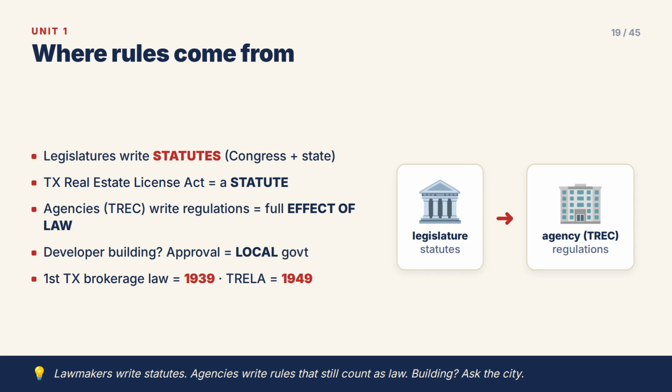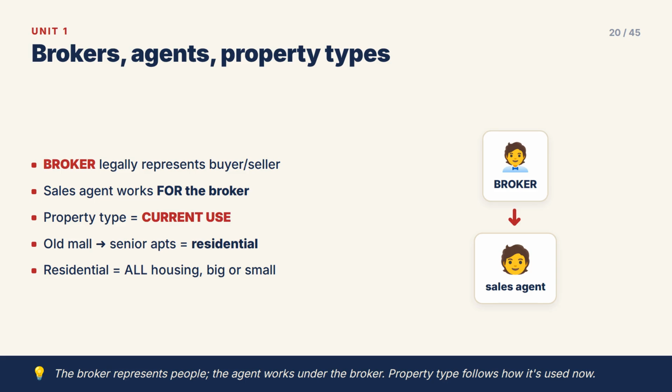One date to lock in: the first Texas brokerage law was 1939. The current one, TRELA, 1949. The broker is the one who legally represents the buyer or seller. A sales agent works for the broker, on the broker's behalf.